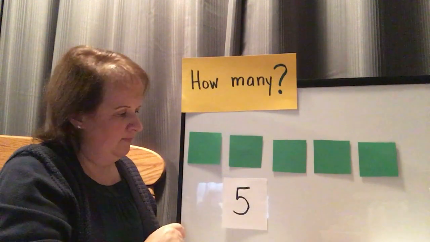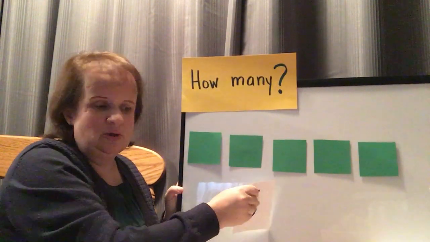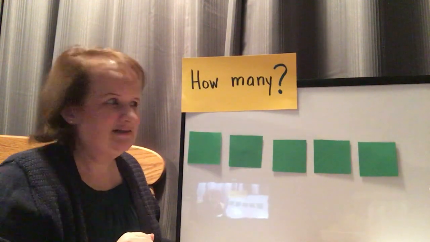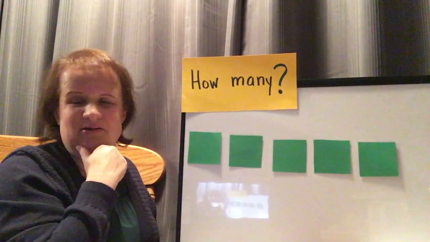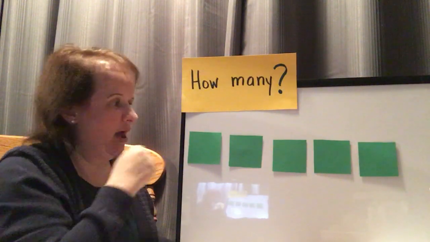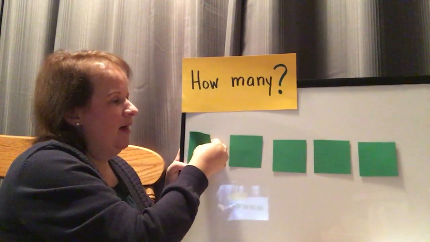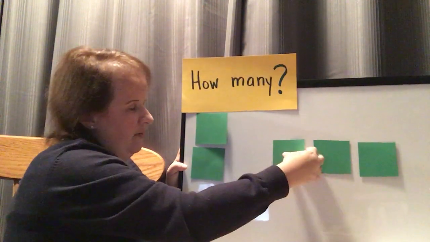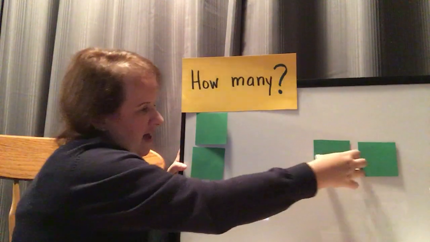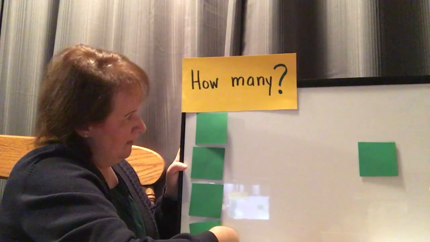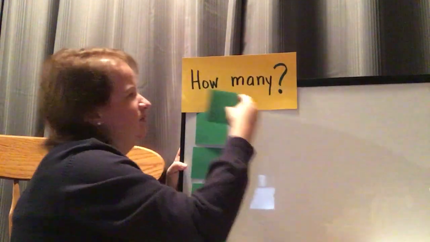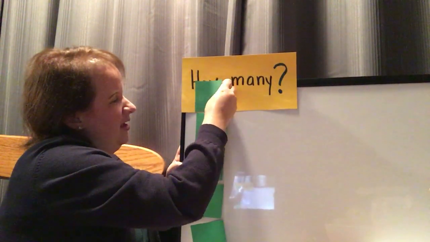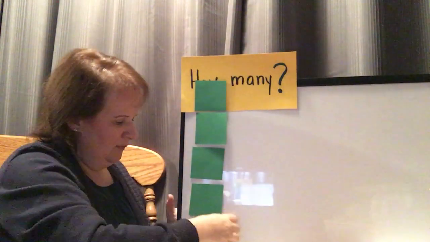That's how many. Now, boys and girls, what's really fun about counting objects is sometimes they're in a line, or you can put them in a line. Other times, you might see them a different way. I'm going to move my 5 color tiles. I'm even going to put this one right up top, on top of my question, how many?